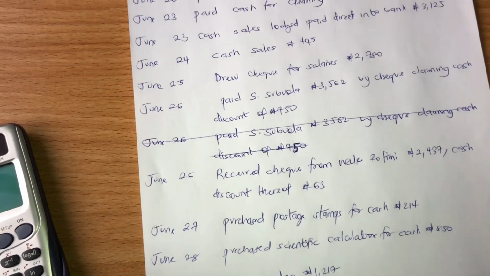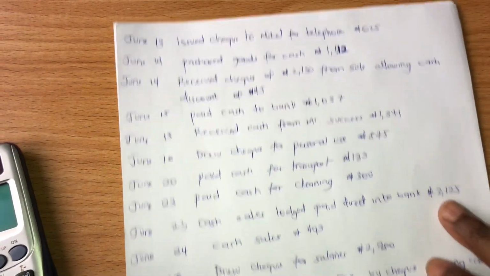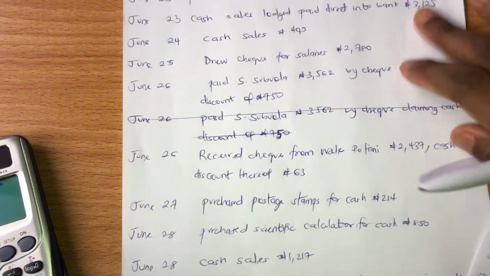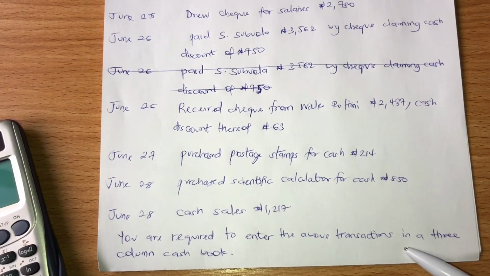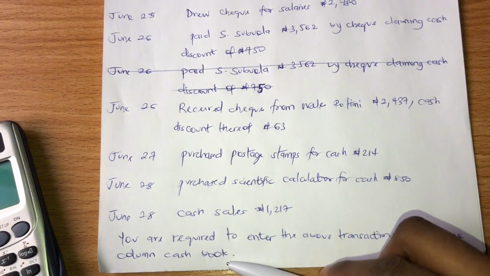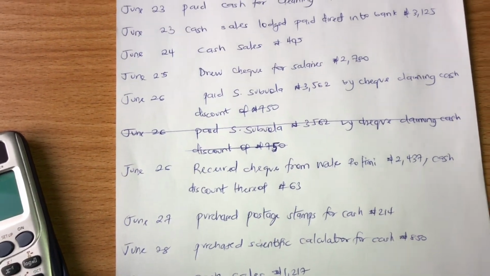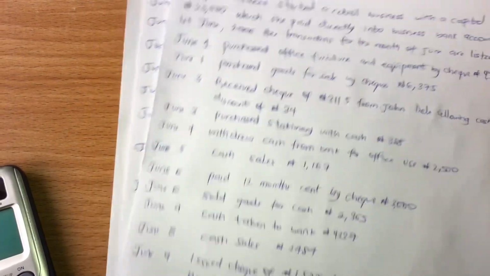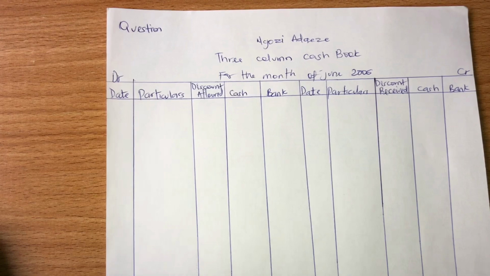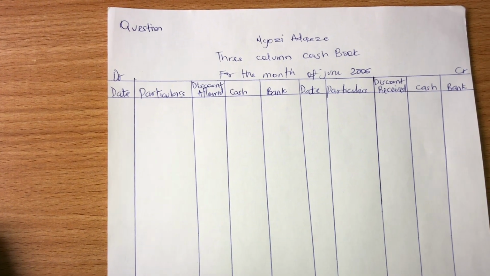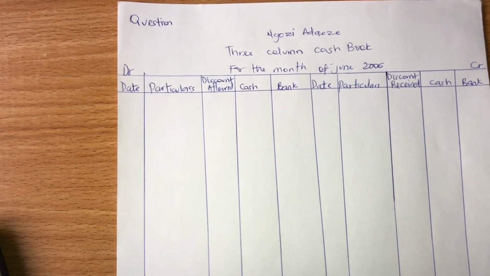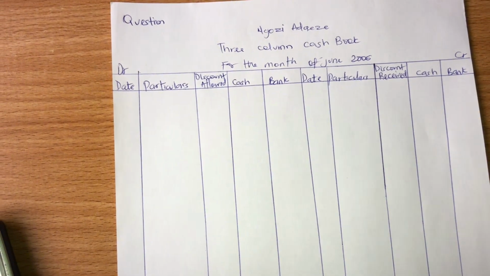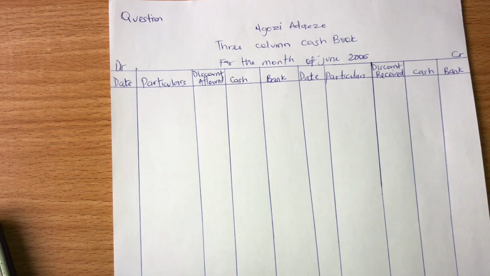It's a very long question, so we look into it now. So let's look at the requirements. You are required to enter the above transactions in a 3-column cash book. So we'll be solving a 3-column cash book. So this is how a 3-column cash book looks like. So we have the dates, particulars, discount allowed, cash and bank. So 3-column: discount allowed, discount received, here, cash and bank. So let's solve the following question.